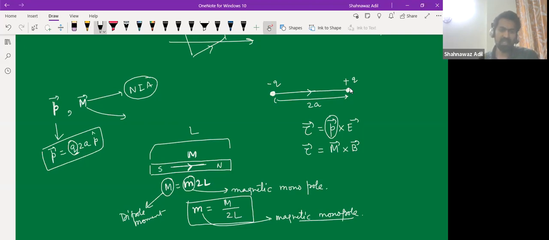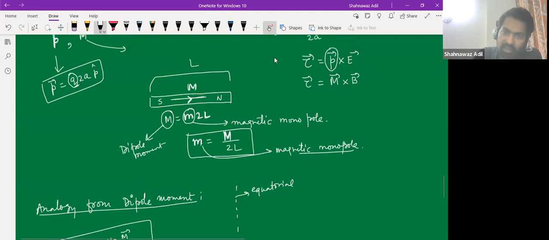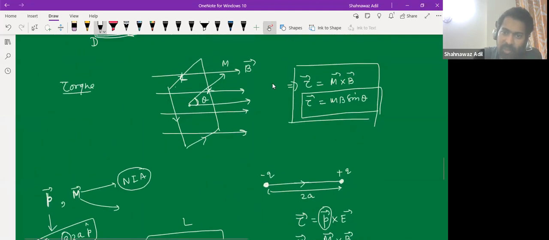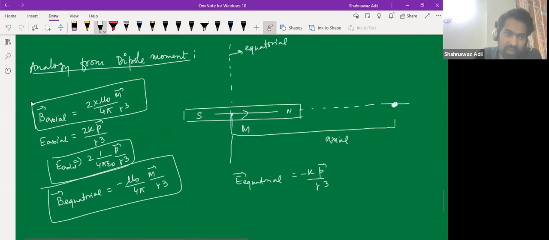So if we take the analogy of this magnetic monopole, then we can write this. But we will always write this as magnetic dipole. And magnetic dipole is NI. So always remember this thing, and then we can take this analogy. So this is very important. This always comes in the exam, right?